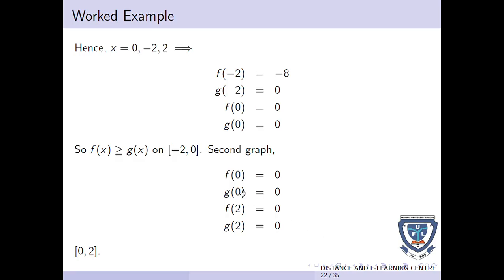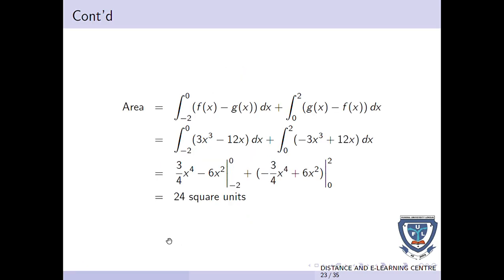And hence our x is equal to 0, minus 2 and 2, which implies that f at these different points 0, minus 2 and 2 will give us 0, minus 8, and 0. So f of x is greater than g of x on the interval minus 2 to 0. Actually, we need this information to plot the graphs. On the interval 0 to 2, g is greater. Therefore, our area will be over the interval minus 2 to 0, then 0 to 2.